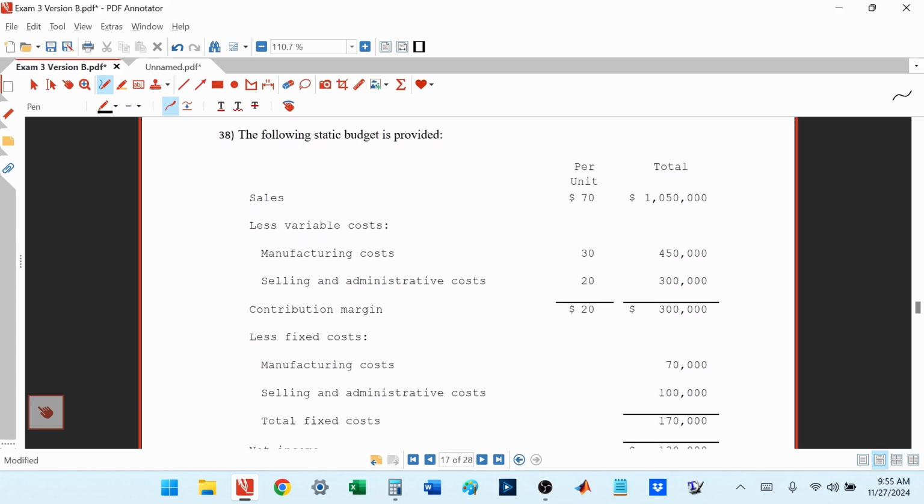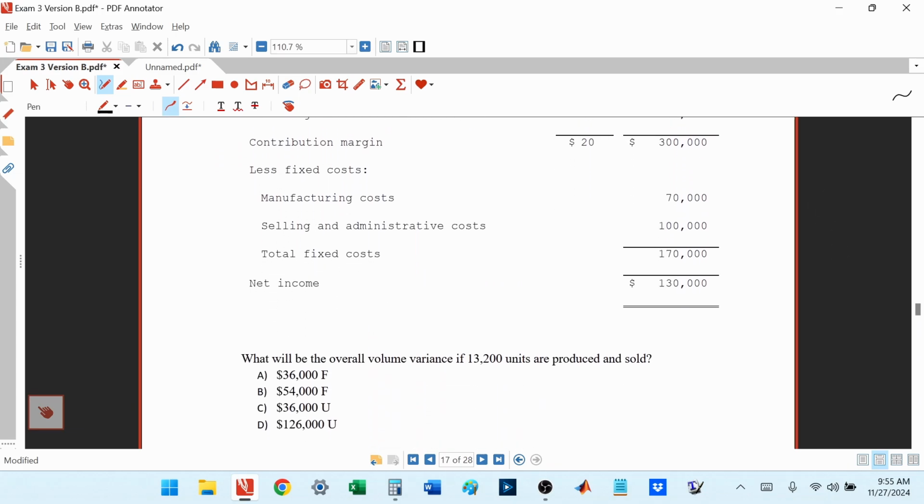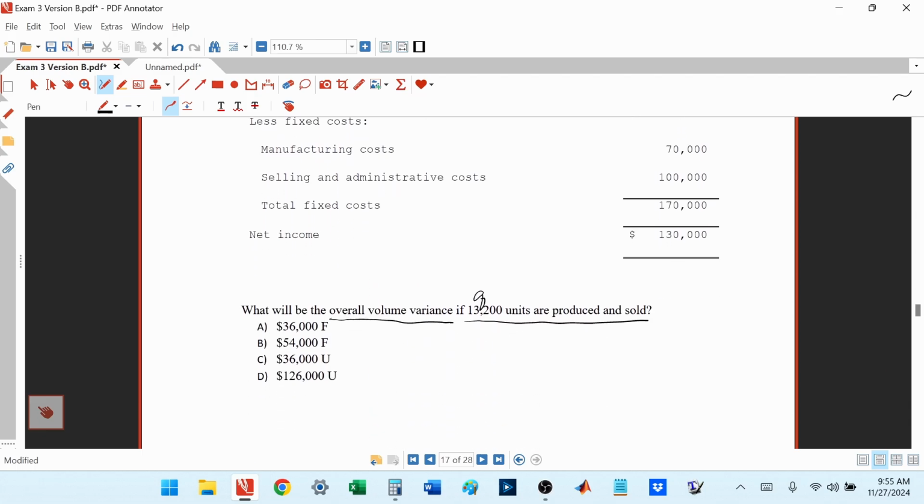38. The following static budget is provided. What will be the overall volume variance if 13,200 units are produced and sold? So that's the actual Q. So the overall volume variance is the difference between the flexible budget net income and the static budget net income. If it said the overall sales volume variance, then that would be the difference between the flexible budget sales revenue and the static budget sales revenue. But if it says overall, that means overall difference between flexible budget net income and static budget net income.